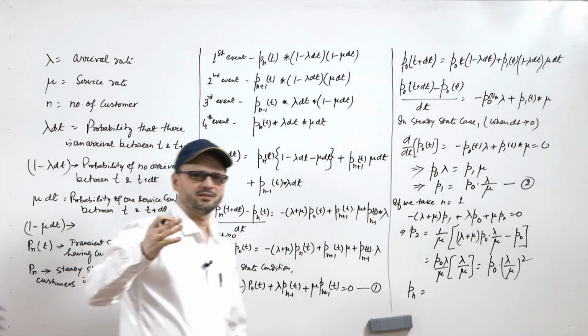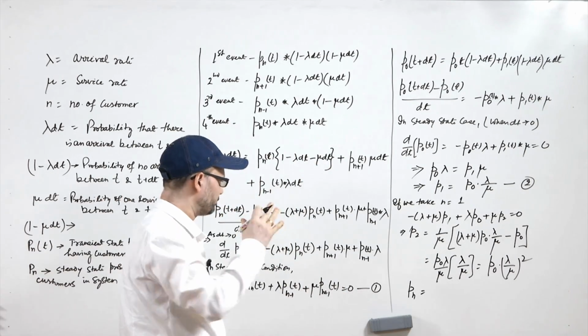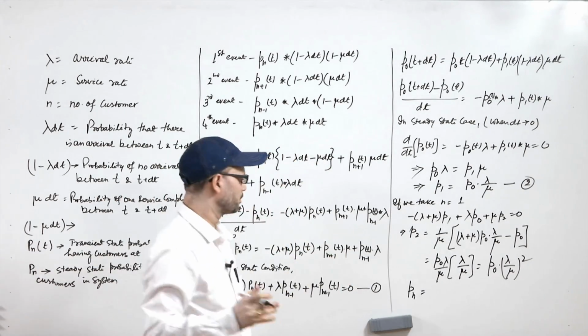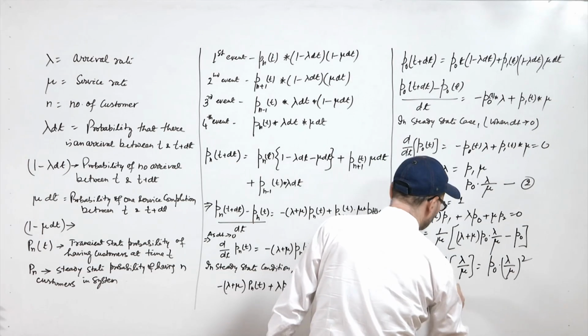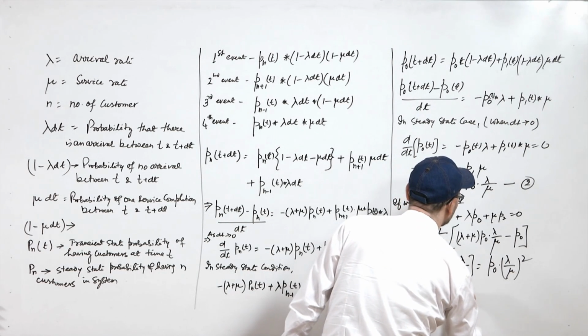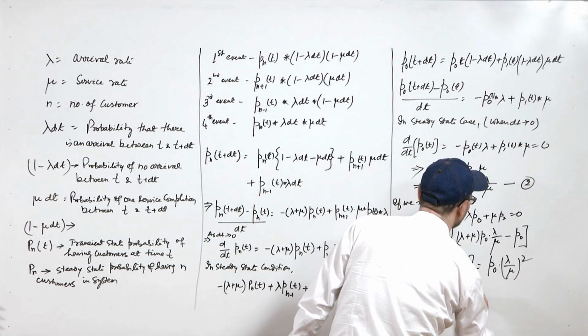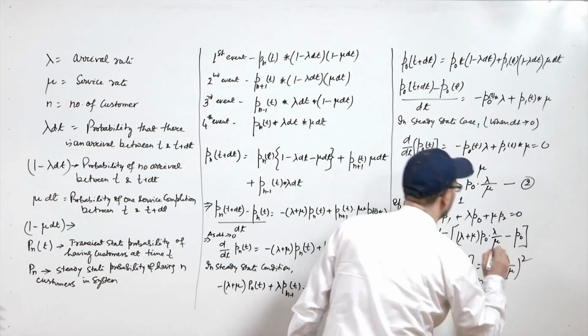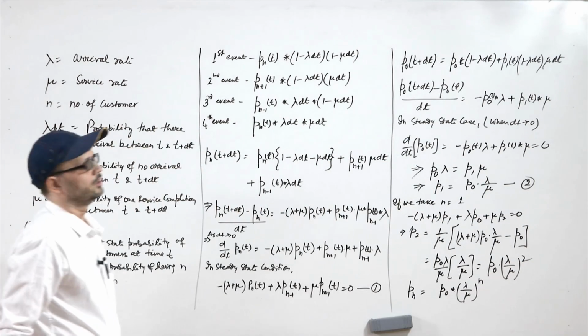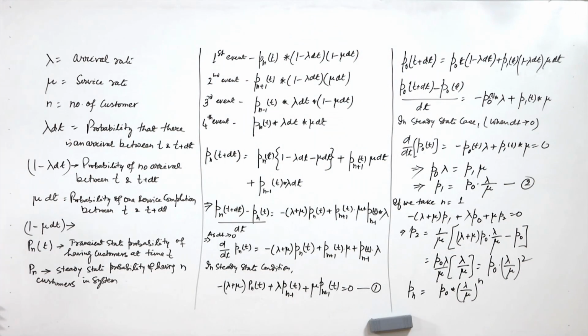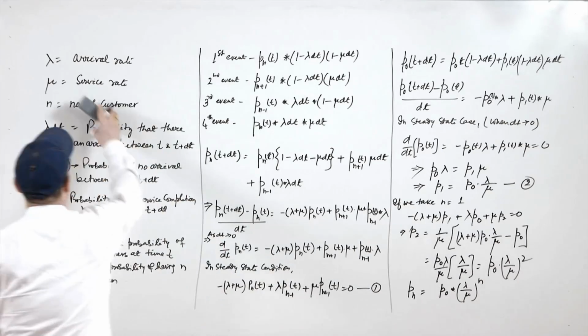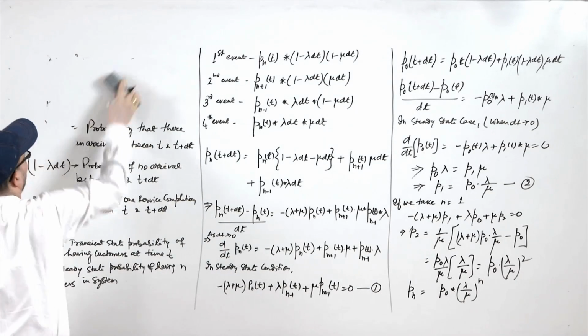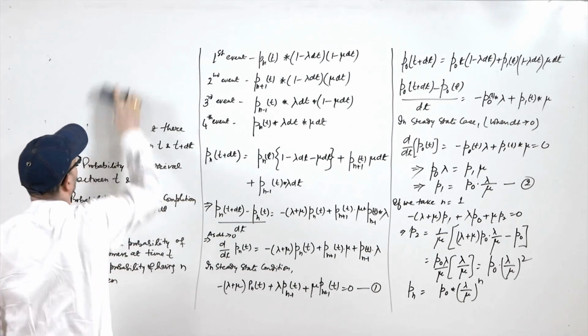that is steady state, in the steady state case the probability of having n customers in the system will be P 0 multiplied by lambda by mu raised to the power n. So, this is how this steady state probability of having n customers in the system can be found out. Now, we have to find the value of P 0.